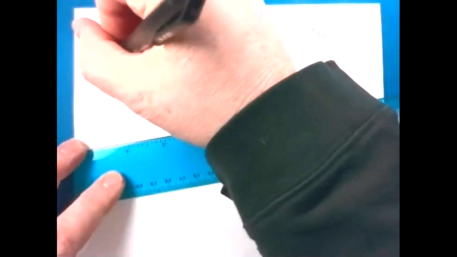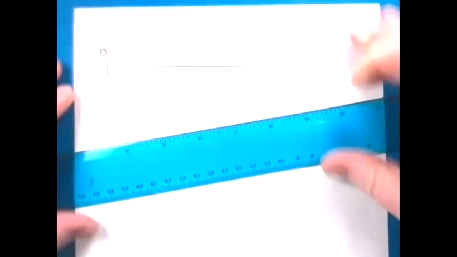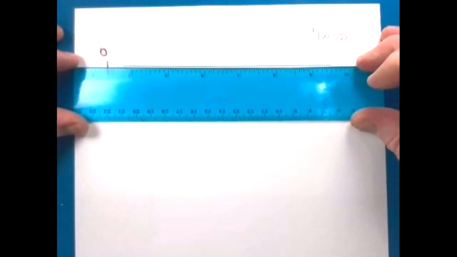And we would come up with some, that's a bad pen. Hold on. There we go. That's a little better. You can actually see it.